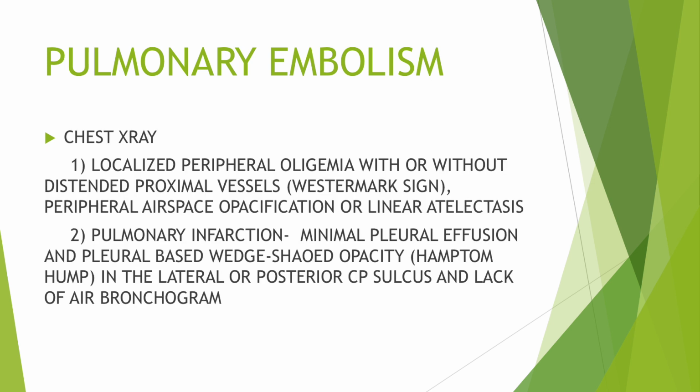MRI venography. On chest X-ray, you can see localized peripheral oligemia with or without distended proximal vessels, which we call the Westermarck sign. And then you can also have peripheral airspace opacification or linear atelectasis. If you already have pulmonary infarction, there could be minimal pleural effusion and pleural-based wedge-shaped opacity, or what we call the Hampton hump in the lateral or posterior CP sulcus, and there is no air bronchogram.